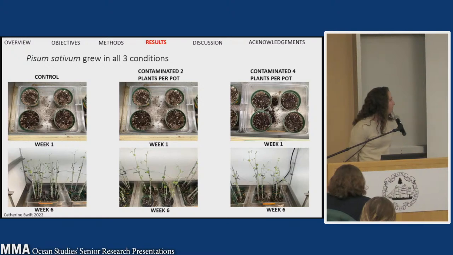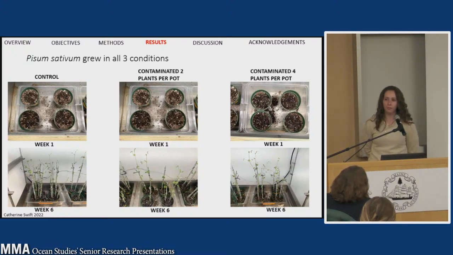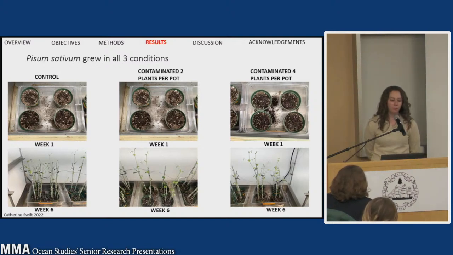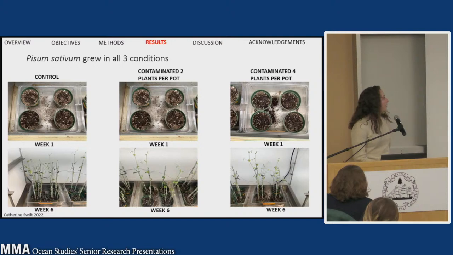Regarding growth, the peas were able to grow in all three of the conditions. The control group had 100% success in getting to the mature state. Only two of the plants in the contaminated group with two plants per pot did not reach maturity, and only one plant in the contaminated group with four plants per pot did not reach maturity. These images right here show week one, right after planting, of all three of the samples, all the way to the last week of growth, week six.